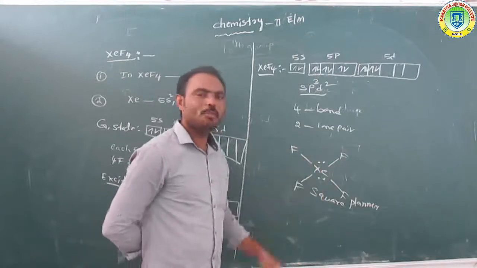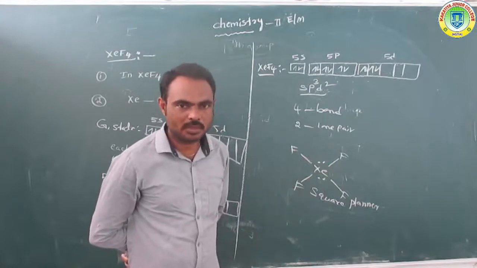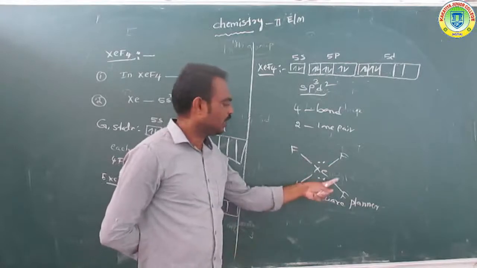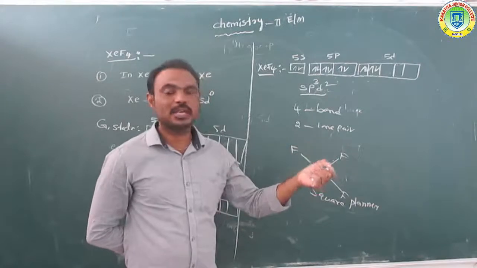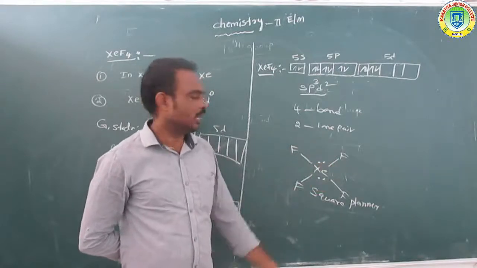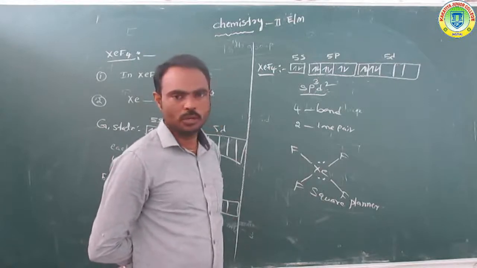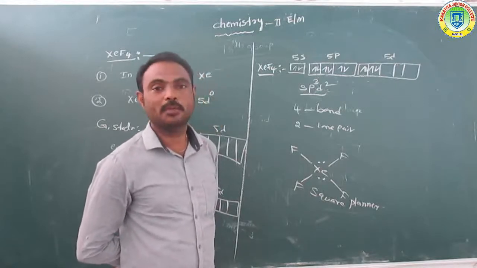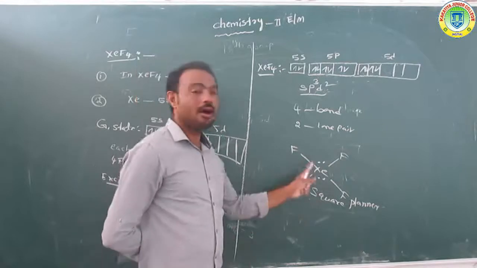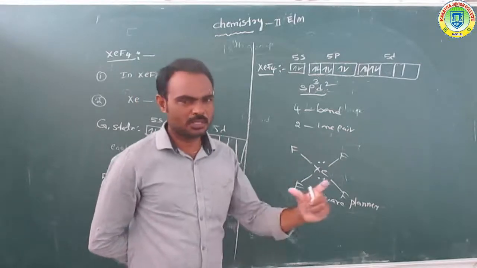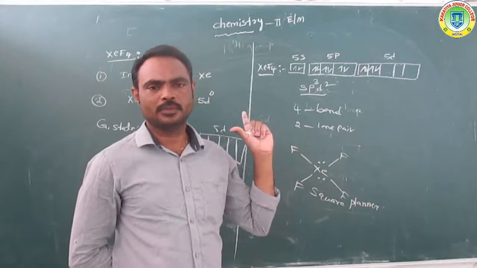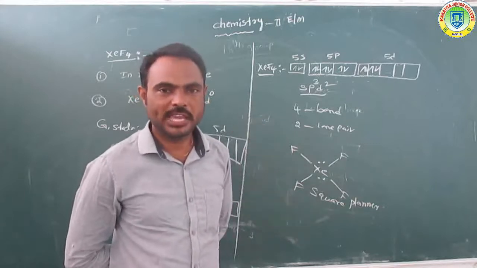So here, how many single bonds are sigma bonds? 1, 2, 3, 4. 4 single bonds are sigma bonds. Okay, there is no pi bond. Is there a pi bond here? No. Only if there is a double bond will there be a pi bond. So all single bonds, and single bonds means sigma bonds. It is the structure of XeF4.